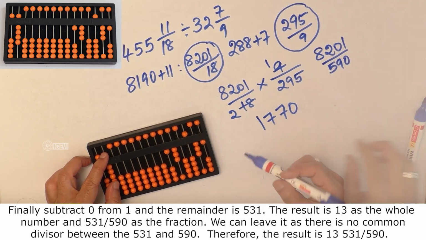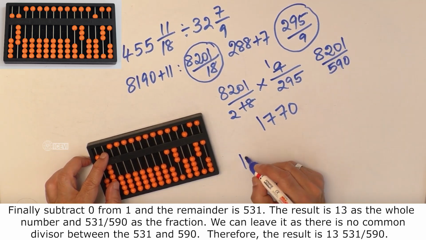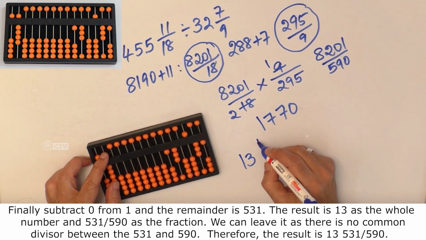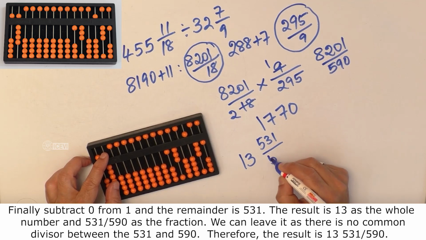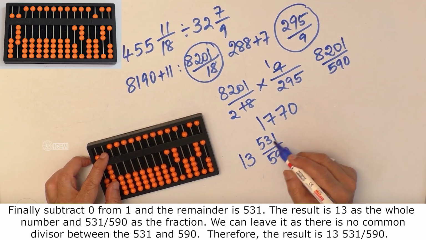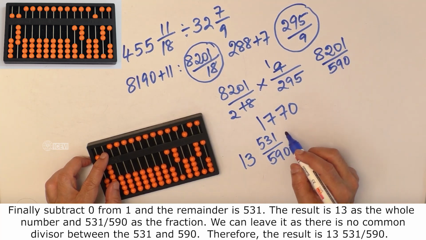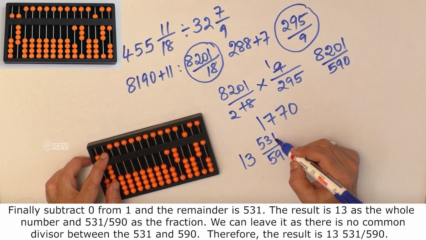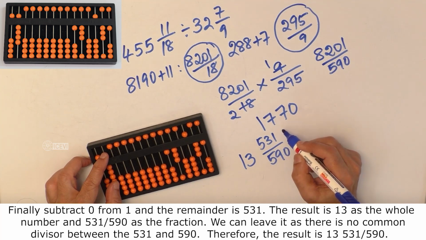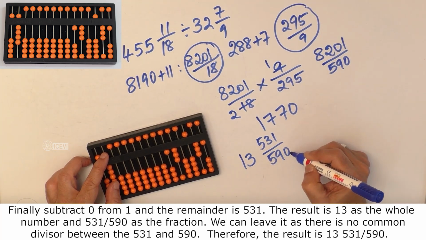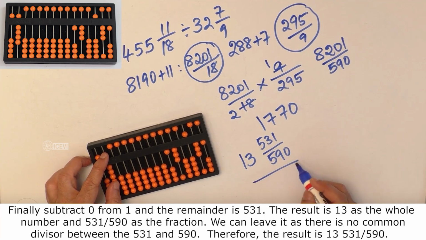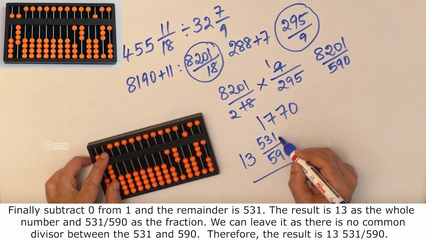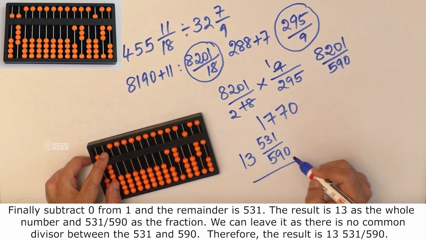The result is 13 as the whole number and 531 divided by 590 as the fraction part. We can leave it as there is no common divisor between 531 and 590. Therefore, the result is 13 531 by 590.